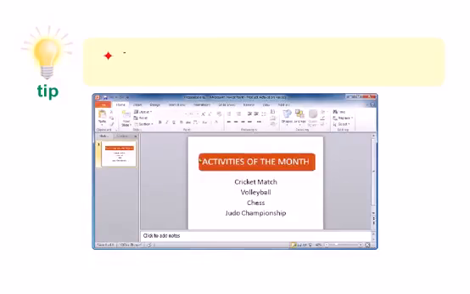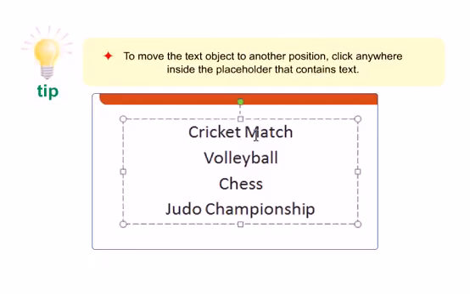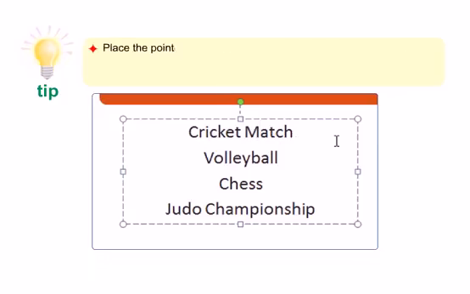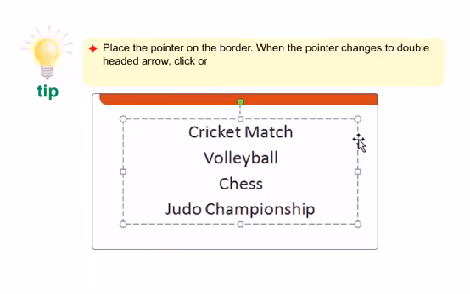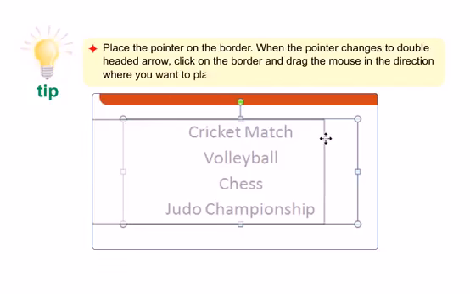Now let me share some tips with you. To move the text object to another position, click anywhere inside the placeholder that contains text. Place the pointer on the border. When the pointer changes to a double-headed arrow, click on the border and drag the mouse in the direction where you want to place the text.